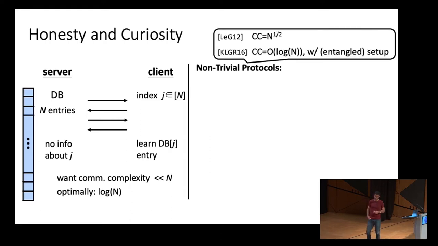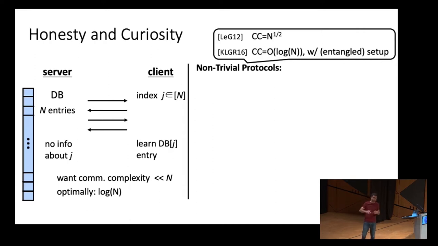Legal presented a protocol with square root of n communication complexity between the client and the server. And Kerenidis et al. showed a protocol with almost perfect communication complexity up to a constant, so only O of log n. But they did not do it in the standard model that I described here. They require some setup: that the server and client pre-share some quantum correlation or entanglement between them. In particular, this entanglement needs to be pretty big. You need capital N of these so-called EPR pairs in order to execute their protocol.